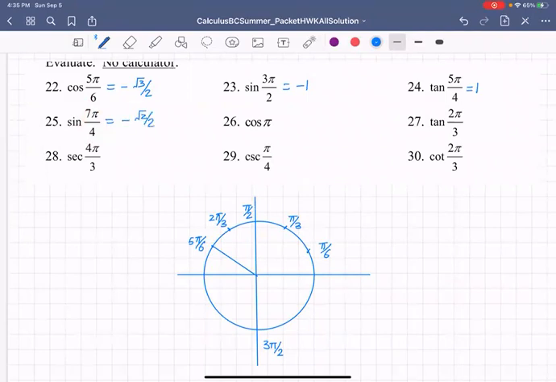Very good. Christina. Cosine pi. -1. -1, very good. This one, -√3. -√3. This is excellent.